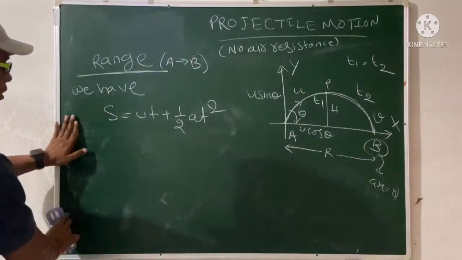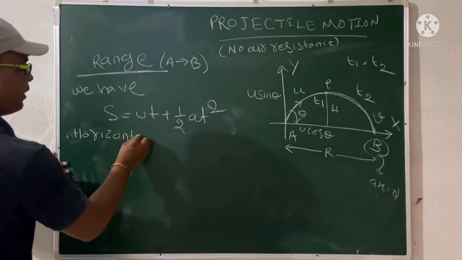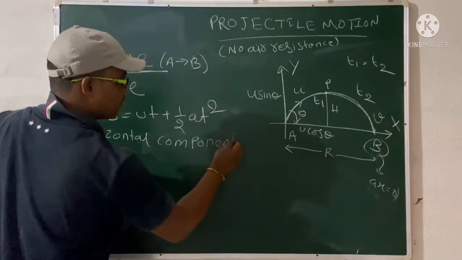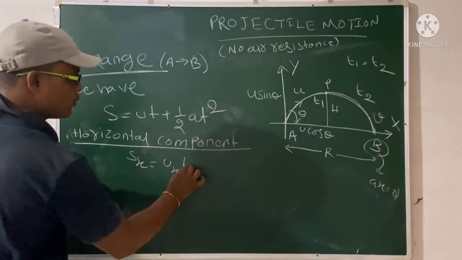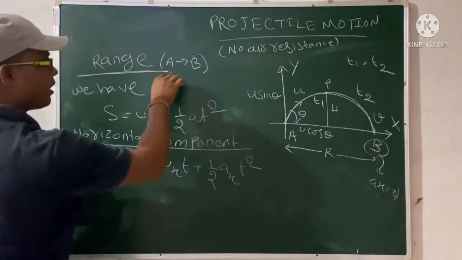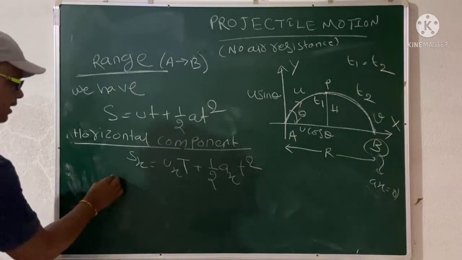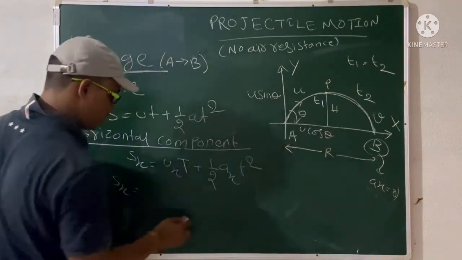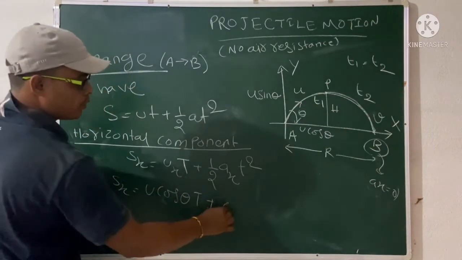So let's write the horizontal component. What is the horizontal component? So Sx equal to Ux into T plus half Ax into T square. Remember, we are moving from A to B. So what is the time? This is the total time of flight, right? So what is Sx? What is Ux? Ux is U cos theta, right? U cos theta into T, and your Ax is 0, so this term is 0.